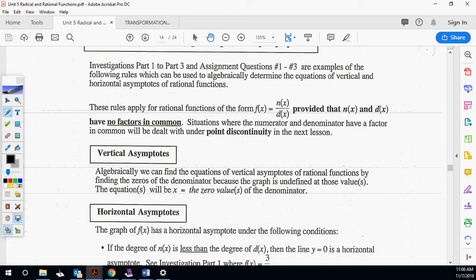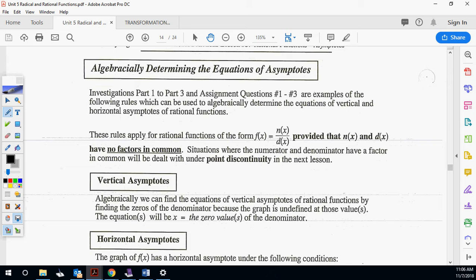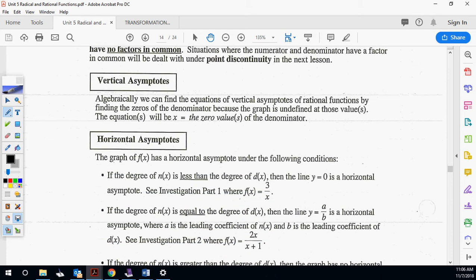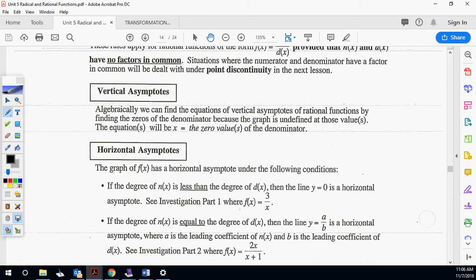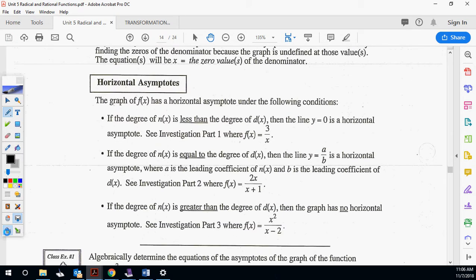Okay, and algebraically determining the equations of asymptotes. Part 1 and part 3 are examples of the rules we use algebraically to find the vertical and horizontal asymptotes. These rules apply for all rational functions when they have no factors in common. Today we're talking about when they have no factors in common. Tomorrow we're talking about when we have factors in common, so we'll get into that tomorrow. That's the point of discontinuity, because that's the vertical asymptote that breaks the graph. So it's just summarizing things we've already talked about. Vertical asymptote: 0 from the bottom. Horizontal asymptote: relationship of the top and bottom.